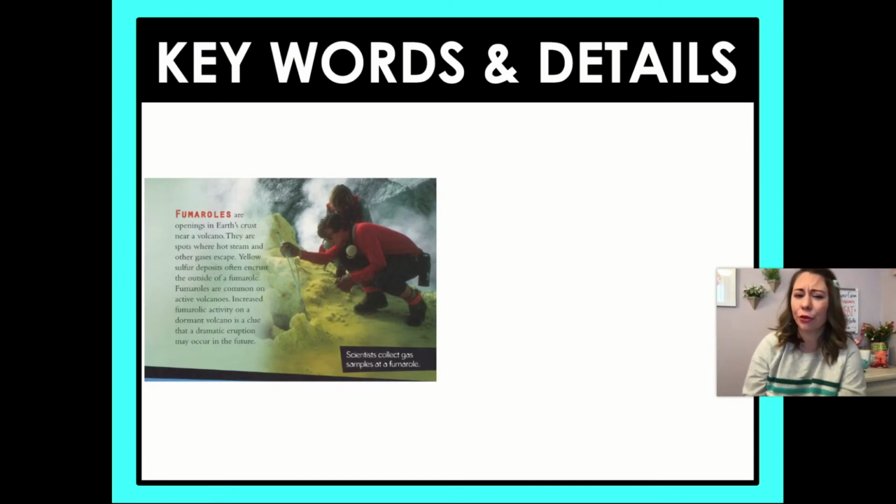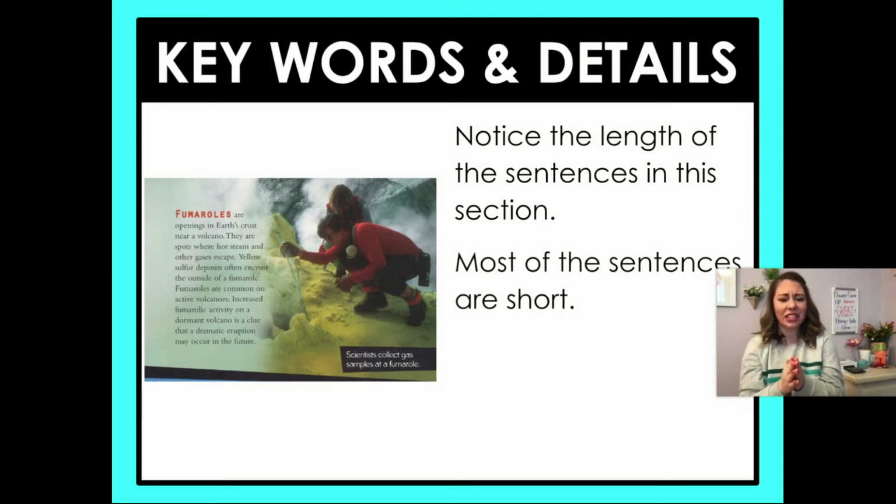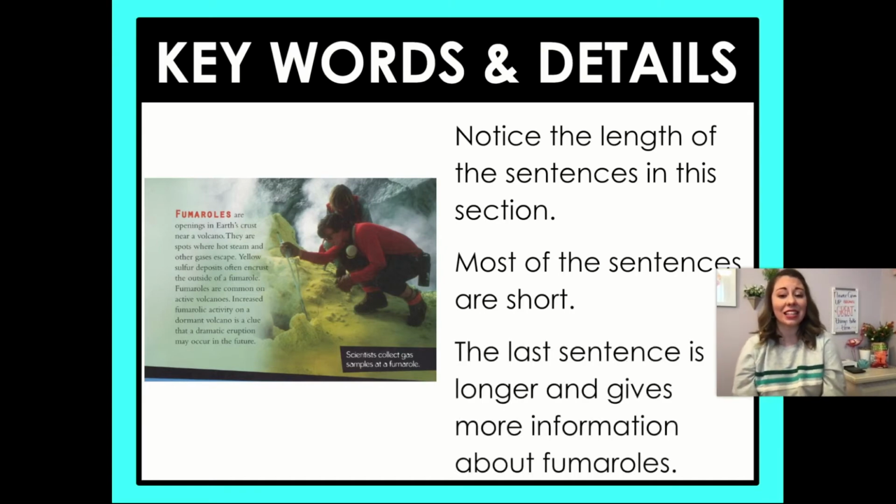And let's look at fumaroles, and we're going to look at the sentence lengths here. So fumaroles are the openings in the Earth's crust near a volcano. They are spots where hot steam and other gases escape. Yellow sulfur deposits often encrust the outside of a fumarole. Fumaroles are common on active volcanoes. Increased fumarolic activity on a dormant volcano is a clue that a dramatic eruption may occur in the future. So notice on this one, most of the sentences are very short still, just like on cinder cones. However, the last sentence is longer and it gives us more information about fumaroles.